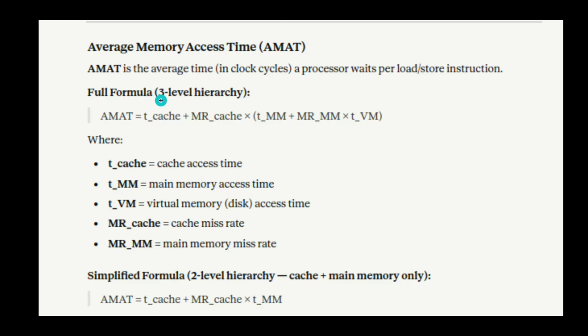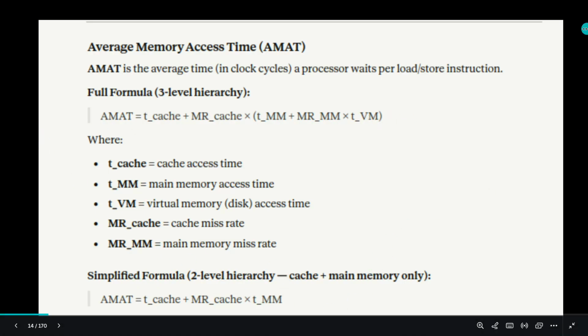If it is not present in the cache, you get a cache miss, so we are not getting it from the cache, which means we are getting it from the main memory. If it is not present in the main memory either, then a main memory miss happens, and you are going to get it from the virtual memory. So the time to access is 3-level.